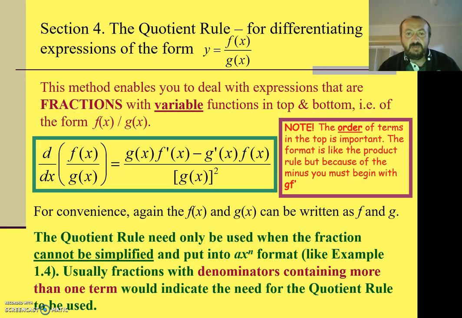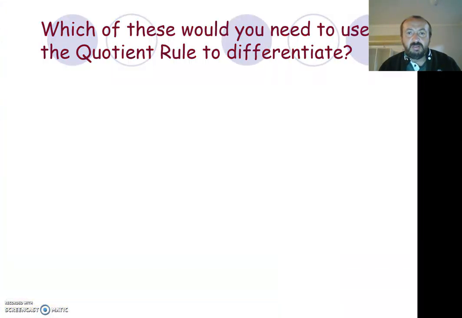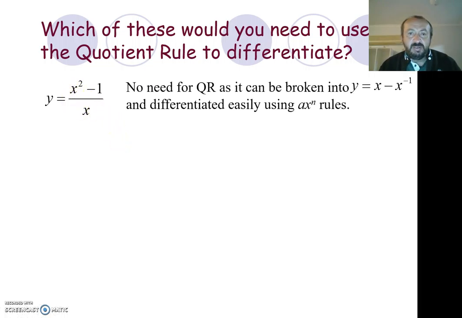Let's have a look at an example. There's the quotient rule. Which of these would you need it for? This one, yes, you would. I would use the quotient rule. f would be x squared take 1 and g would be x. You could divide this out, and that's what they're probably going to do. They reckon no need for it, but I would certainly use it, though you could do it the other way.